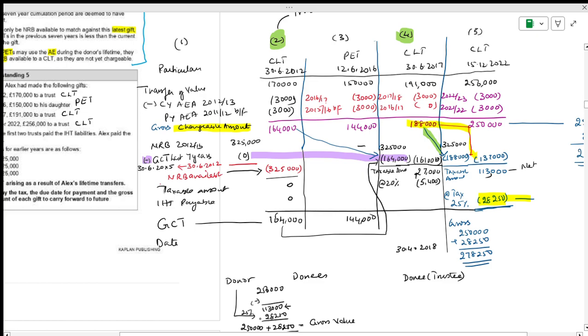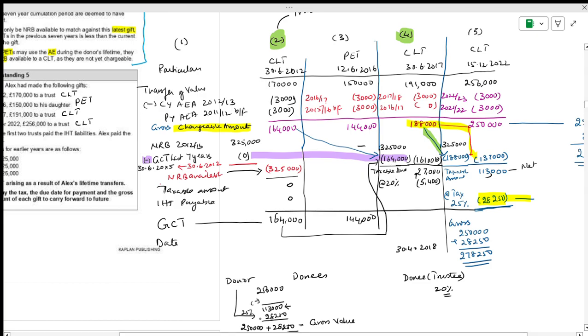When the trustee is paying tax, I am receiving the gift, so I will pay the tax. The tax is not liable on the donor; the tax is liable on the donee. If the tax is liable on the donee, on the trustee, what tax rate do you take? 20%. If it is liable on the donor, you have to take 25%. Just keep that much into consideration.